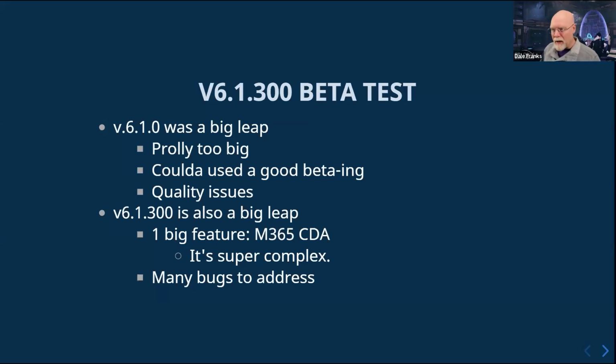6.1.300 is also a big leap, although for a different reason. It's a big leap because it has one big feature, the ability to use Microsoft 365. So the normal Microsoft, I don't even know if they call it Microsoft Office anymore. And you have no idea how much documentation change I had to make after I'd already written it when Microsoft decided to change Office 365 or O365 to Microsoft 365. I guess they're still calling it Word, Excel, and PowerPoint, but we're able to use those M365 applications with CDA now.